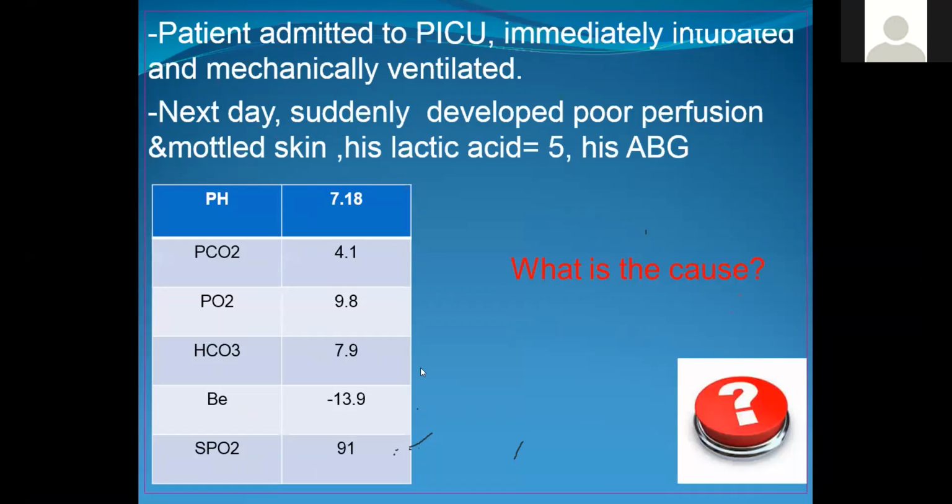On the ventilator, he developed poor perfusion, mottled skin, and his lactate is 5 now, and his new blood gas is like this. What do you think about this blood gas? This is the blood gas on the ventilator. Yes, this child has developed sepsis. You have lactate increasing, and he has poor perfusion, mottled skin, and you have metabolic acidosis in the blood gas. So this child has sepsis now.